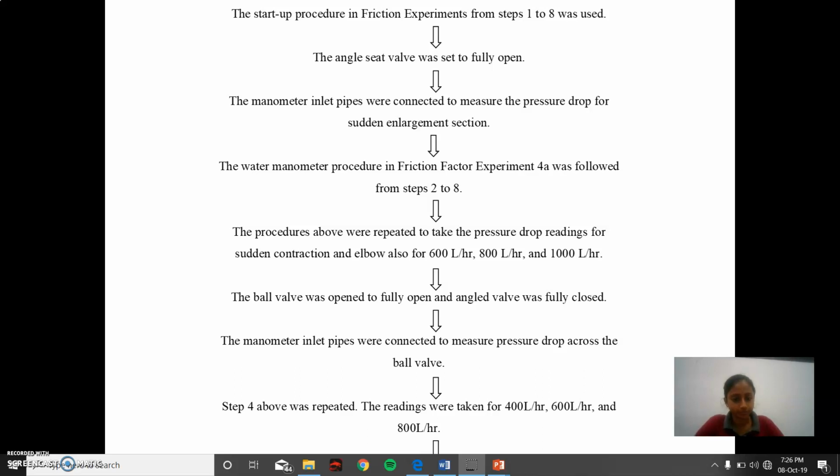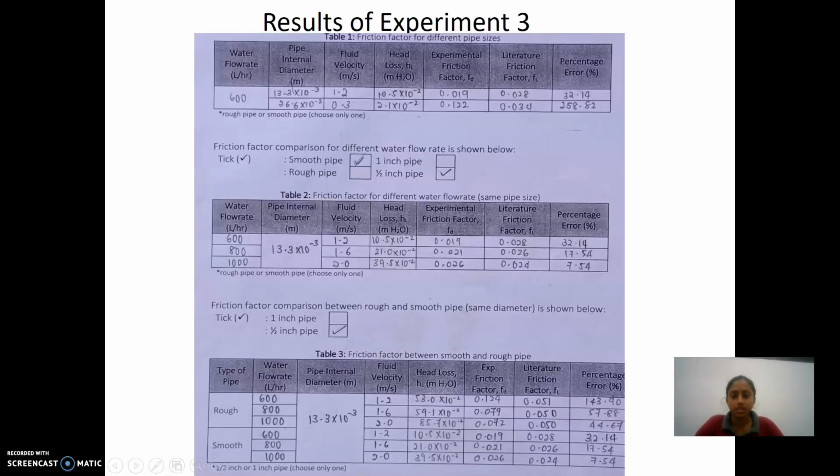Then this is the results of experiment 3. Table 1 shows the friction factor of different pipe sizes. Table 2 shows the friction factor for different water flow rates. For the first table, we took the smooth water flow rate on the smooth pipe and the internal diameter for both half inch and 1 inch. Then table 3 shows the friction factor between the smooth and rough pipe of a half-inch pipe.